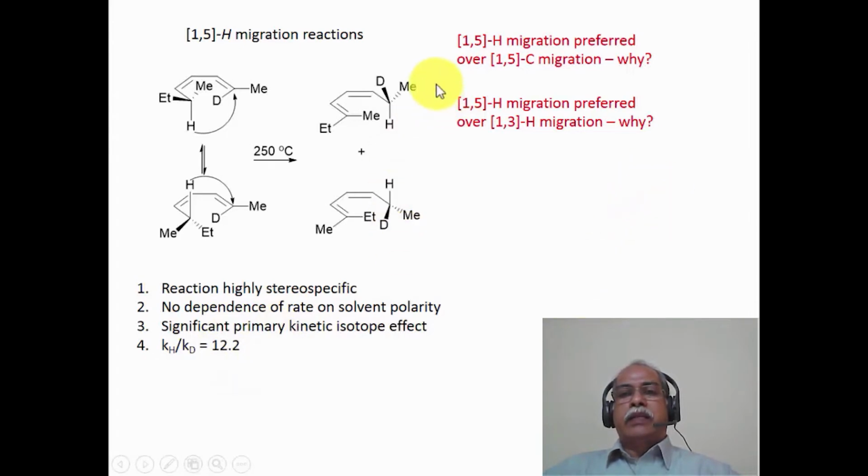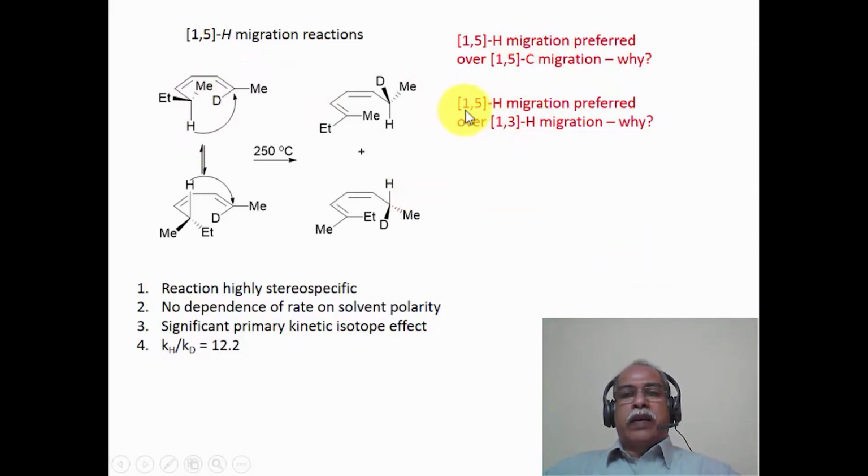Now 1,5 hydrogen migration is preferred over 1,5 carbon migration. Why is that? In other words, it is possible to migrate the methyl group or the ethyl group instead of hydrogen. Now typically a carbon-carbon bond breaking is more difficult than a carbon-hydrogen bond breaking. It is a lower energy pathway, so only the hydrogen migration takes place.